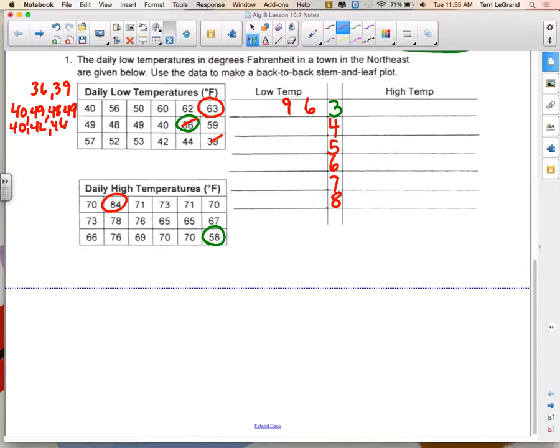Did we get them all? Okay. Of those 7, we should have 7 leaves, shouldn't we? Okay, what's going to be our first leaf? 40. So that would be a leaf of what? 0. Now notice, you don't have to worry that there's a 6 above it. We don't care about that. 0. And then there's another 40, so we have to have another 0. And then the next smallest would be a 2, okay.